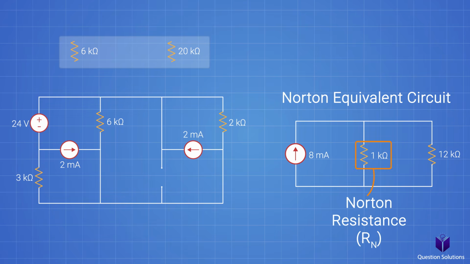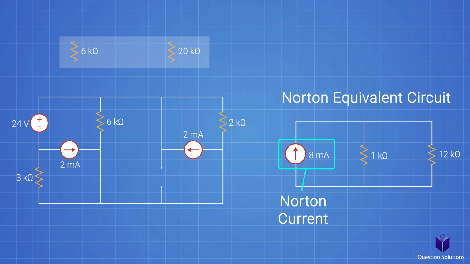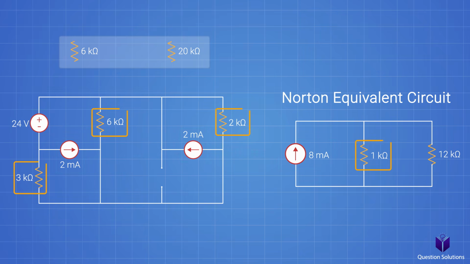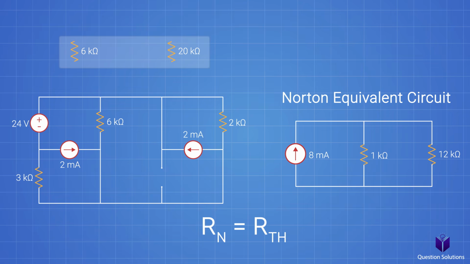This is called the Norton resistance, Rn for short, and this is called the Norton current. In very simple terms, this represents all the current sources and voltages in a circuit as a single current source at the place where the load was connected. And this resistor represents all the other resistors on our circuit as a single resistor, excluding our load. Just a side note, the Norton resistance is the exact same as the Thevenin resistance.